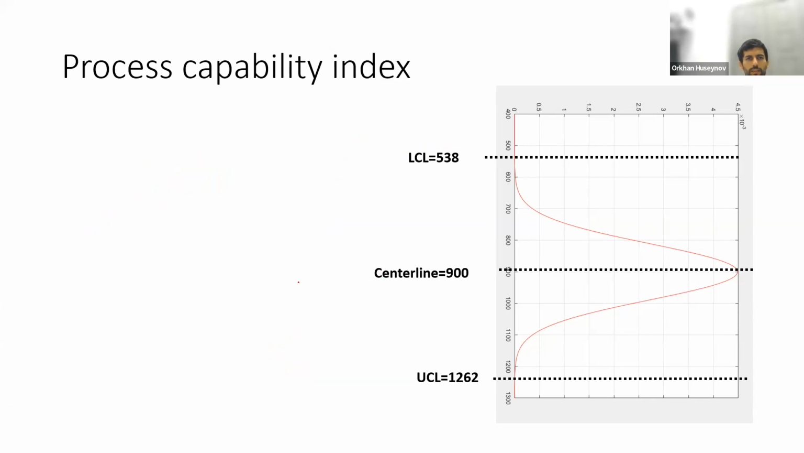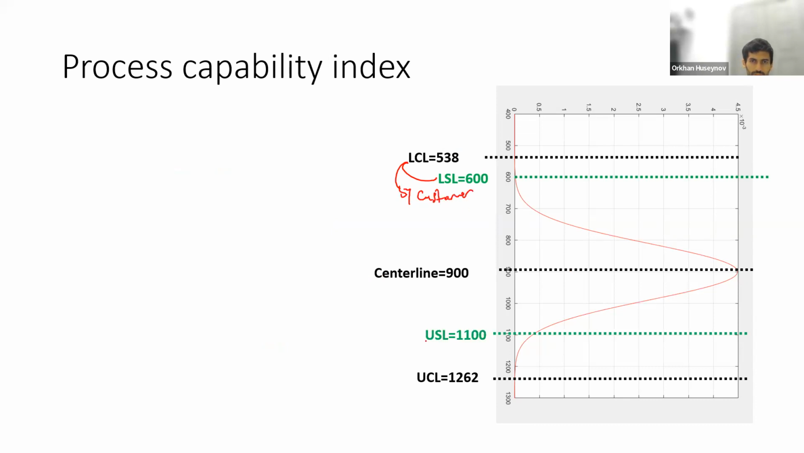Then now we will add the specification limits set by the customer and designer. This is by the customer, and this is by the designer. You can see this is the control limits of our process, and this is the specification limits of the customer and the designer. Let me write it this way. Yes, this is our manufacturing facility.